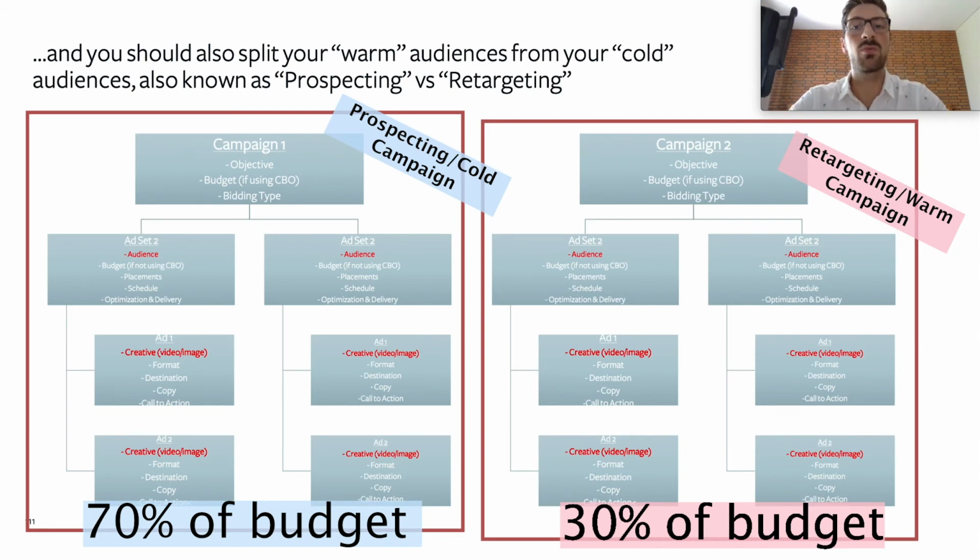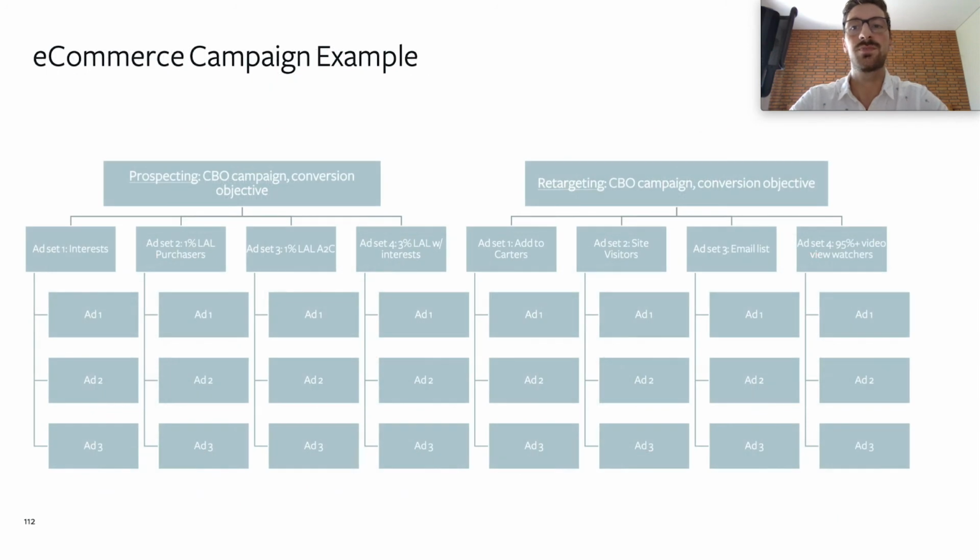So now we're at a point where we have campaign structures that are a bit more complicated, and I can go into some of the examples that I frequently use. This here is an illustrative example of how you might want to structure your e-commerce campaigns. So you have one campaign on the left, prospecting, and one campaign on the right, retargeting.